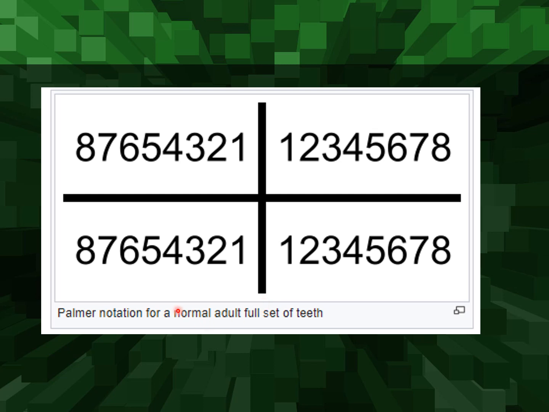Palmer notation system for a normal adult, full set of teeth looks like on this slide. All upper right teeth need to be marked with this symbol, upper left with this symbol, lower left with this symbol, lower right with this symbol.